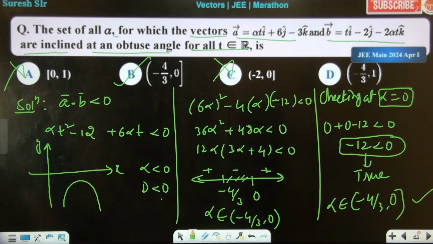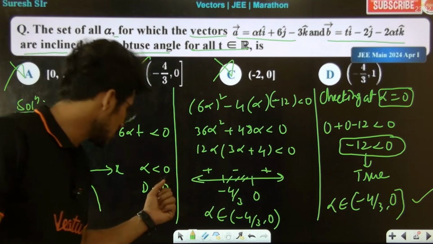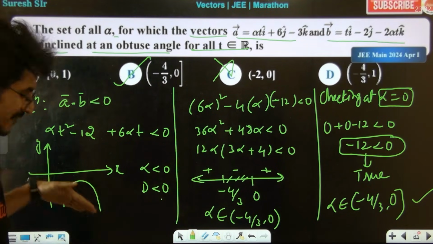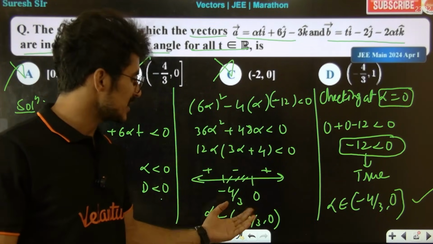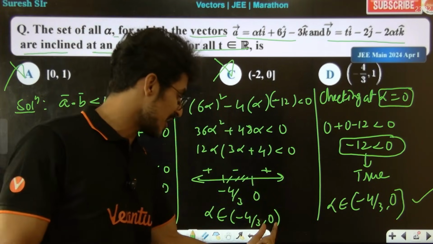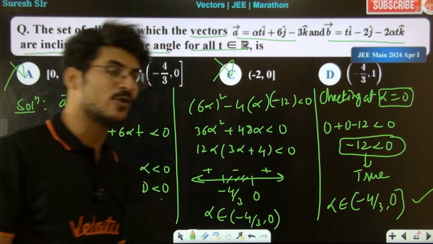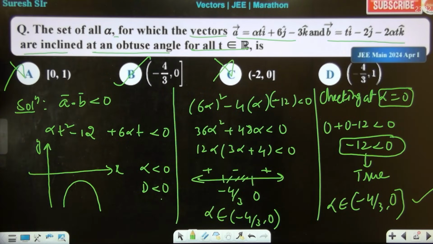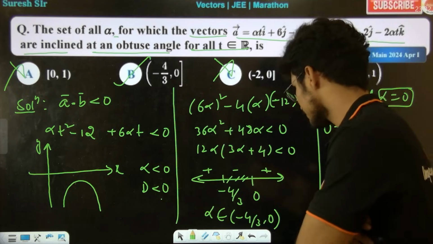This is the answer. So option B is the right answer. To summarize: alpha is less than 0, discriminant is less than 0, the graph will be downwards. By B square minus 4AC, the alpha values come like this, but none of the options matched, since 0 is closed in the option. So I checked 0, a true statement came, so I'm including 0. Hence option B is the right answer. Any doubts? Good question overall.